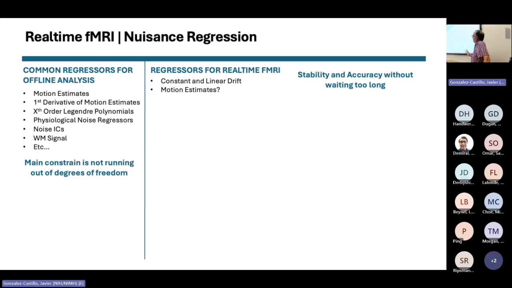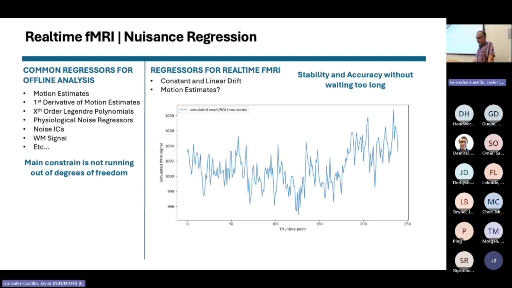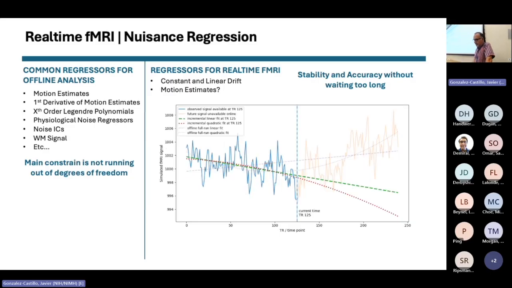So what we're going to do is very minimal. We're going to do constant and linear drift, and maybe motion parameters. And let me explain why. Let's assume this is the time series in a given voxel, across the whole run. Now, when we have acquired the whole run, it's very clear that a quadratic trend is much better than a linear trend. And if we have the whole data, we get the fits that actually account for that. But when you're halfway through the data, most likely what looks better is a linear trend than a quadratic trend.